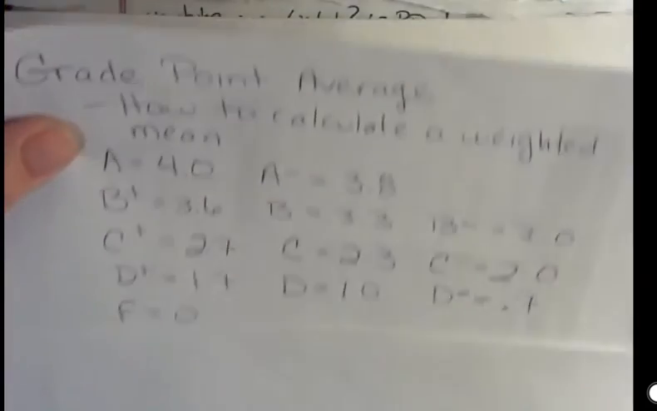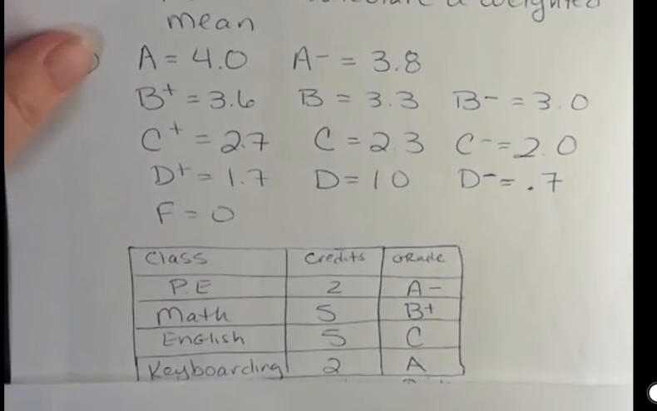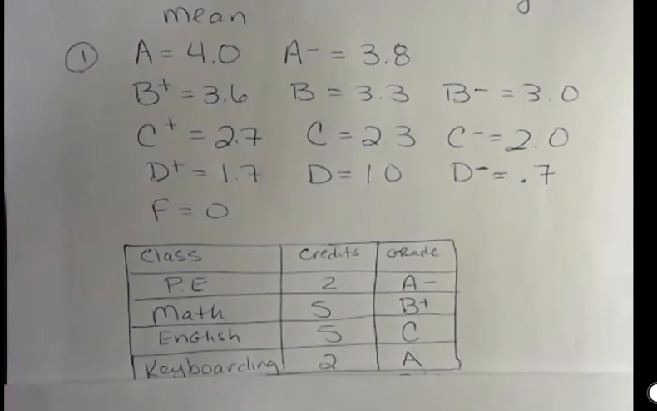So let's give a fake scenario of somebody who took this. PE, 2 credits, got an A minus. All you had to do was show up, people. For math, you got 5 credits, B plus. English, 5 credits, a C. Keyboarding was also 2 credits for an A. So in this scenario, this person took 14 credits because you can add up all their credits.